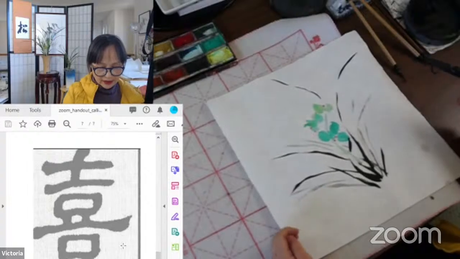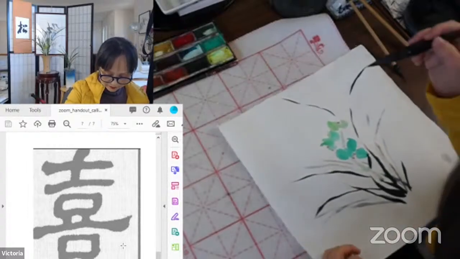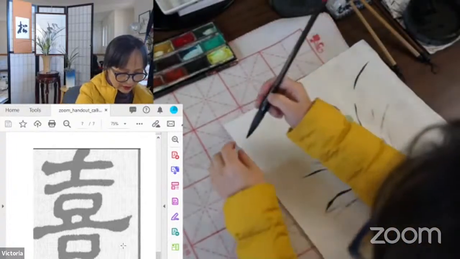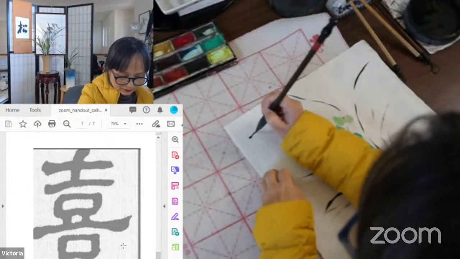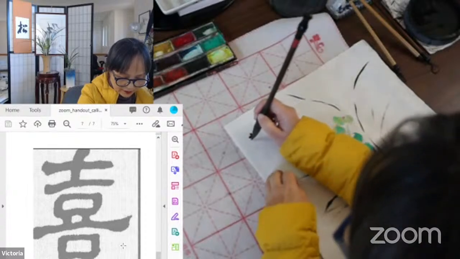This is called the double happiness plum. It's an orchid. It's not dry yet. Anyway, this is double shone. It has kind of a smell.